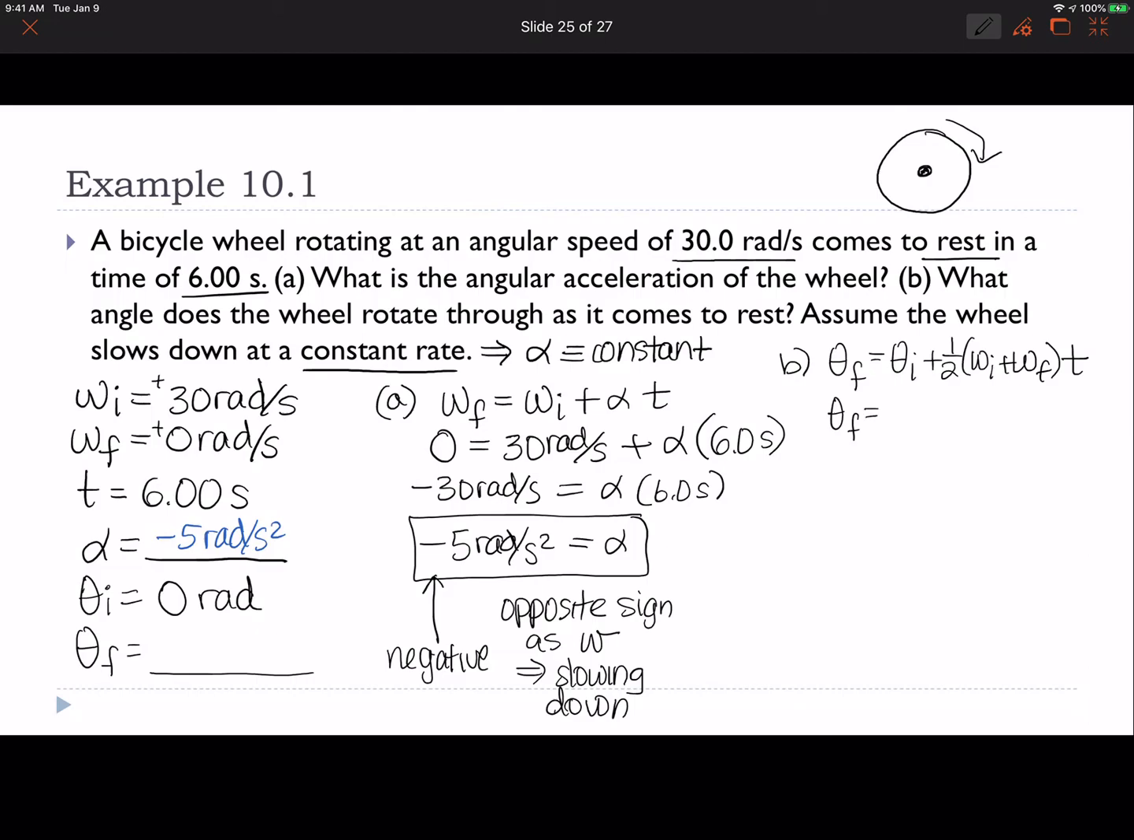The initial angular position is 0. The initial angular velocity is 30. The final is 0, and the time is 6 seconds. So the final angular position is 90 radians. So it travels through an angle of 90 radians, and of course we could convert that into revolutions if we wanted to, or degrees.